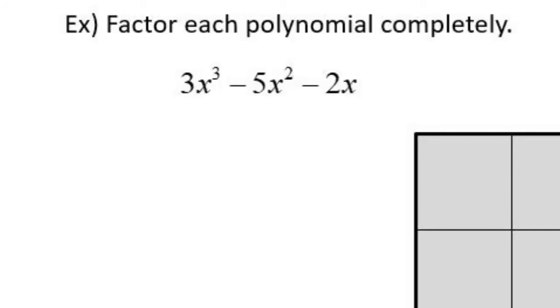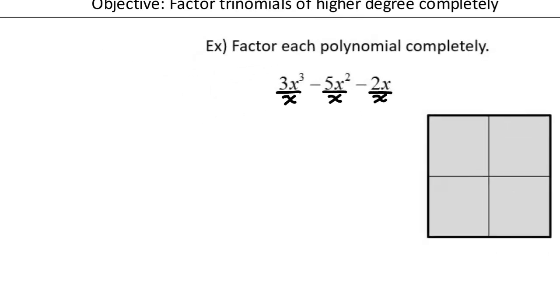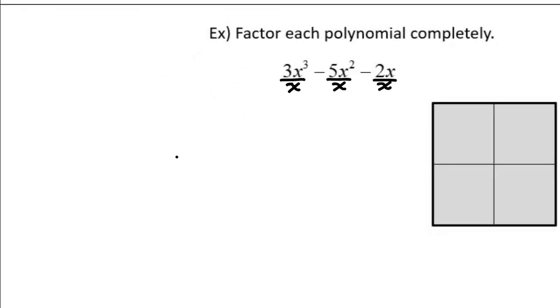All right, so for this one, we have to figure out what our GCF is here. So what can I divide all three terms by? An x. Good. They all have an x in common. So I'm going to divide by x. So all three of those. I'm going to take out my GCF of x.